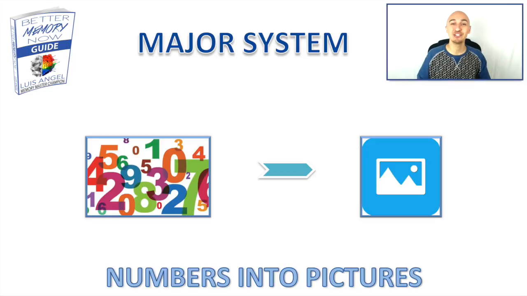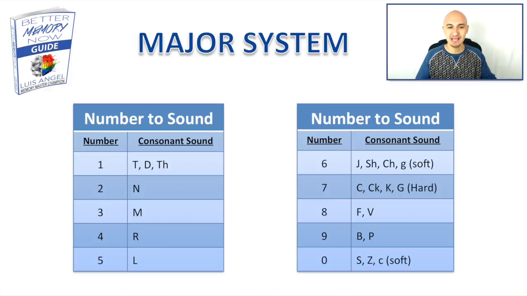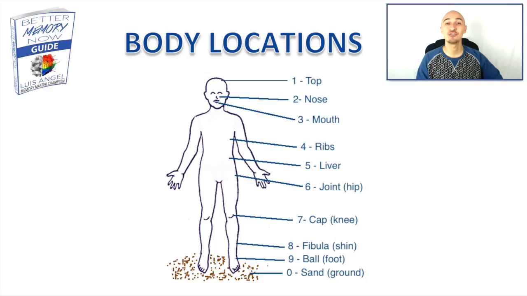We've already gone through the major system, and that teaches us how to create these images for every single number between 00 and 99. If you haven't seen that yet, make sure to watch it down below. A quick recap of that is that, as you see on the tables down below, we have to give every single number a certain sound. So 1 is a T or D sound, TH sound sometimes. 2 is an N sound, 3 is an M, so on and so forth, as you see on the chart. Then what we did is we linked that to a body location. So for number 1, top for T sound, 2 is nose for the N sound, 3 is mouth for the M sound, so on and so forth.